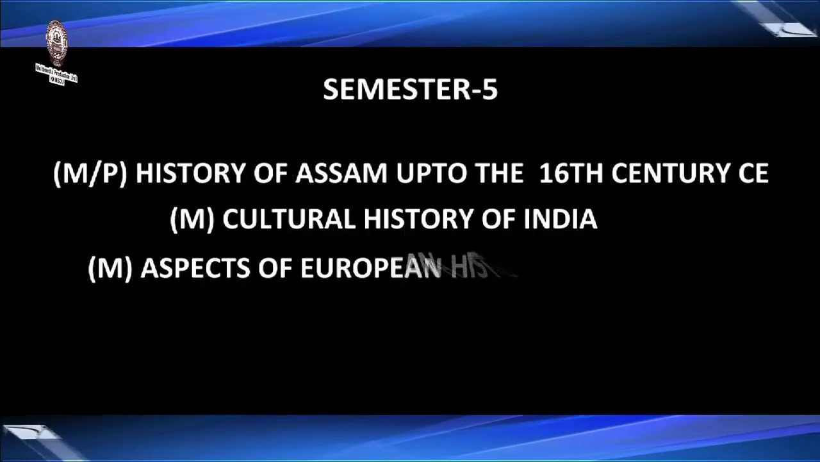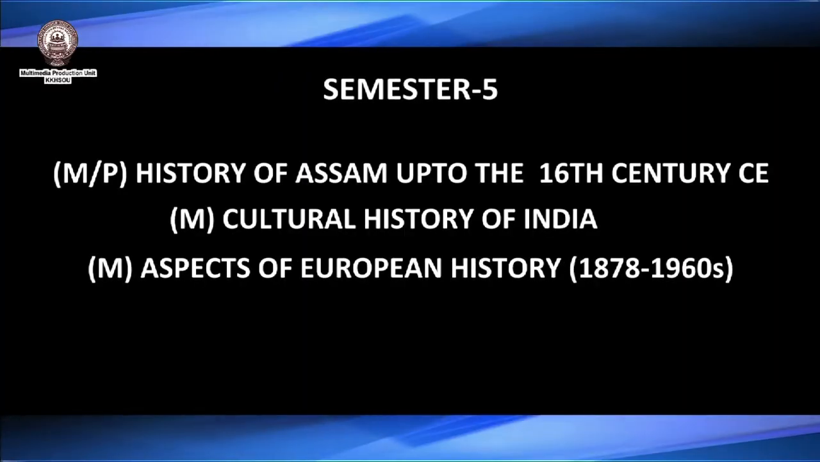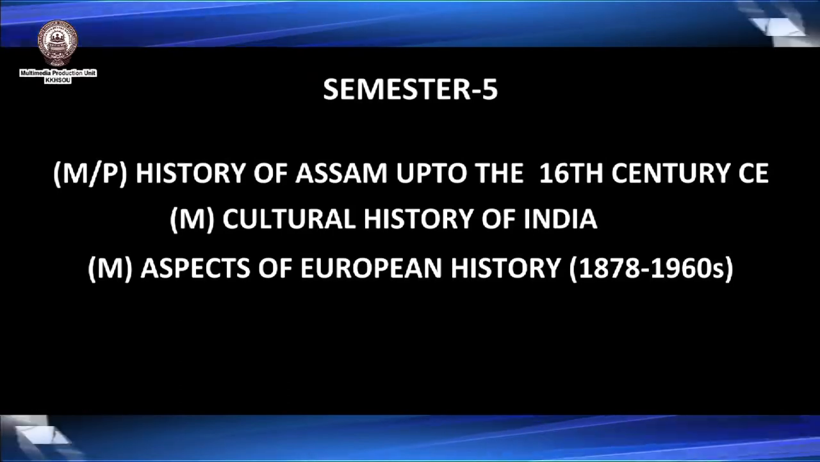The third paper in semester 5 is Aspects of European History, 1878 to 1960s. This paper is a continuation from the earlier paper which the learner has studied in the fourth semester, the History of Europe from 1789 to 1878. The period covered in European history in the fifth semester begins in 1878 and runs to the 1960s.